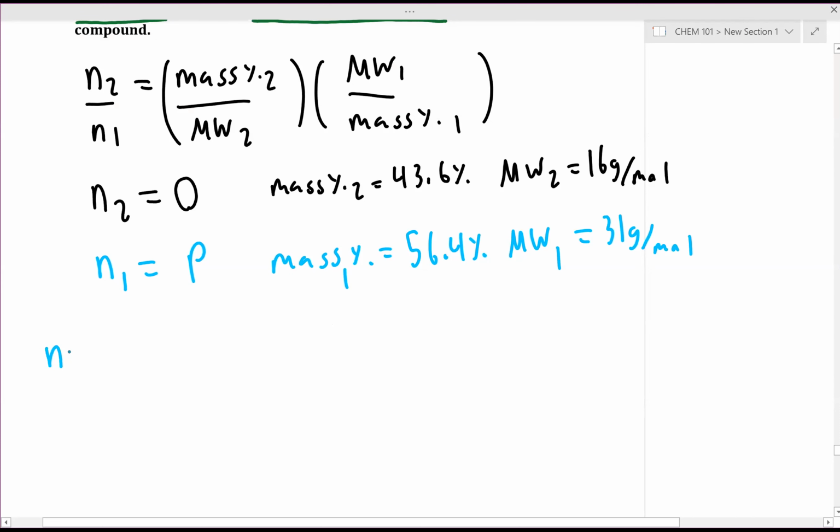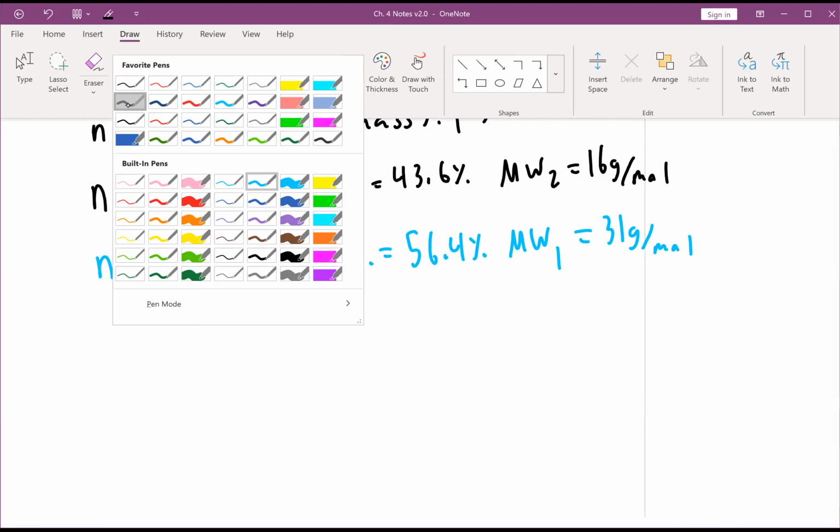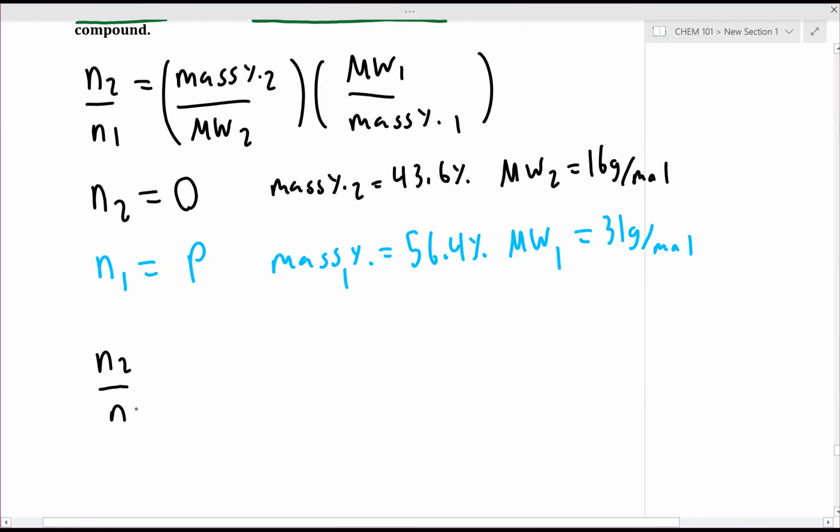So N2 over N1, I always like to label my units. So N2 over N1 is representing the moles of what? What did we designate as N2? Oxygen. So this is the mole ratio of the moles of oxygen per mole of phosphorus, okay? And I want you to do this labeling step so that way you don't get confused in the next section. Now we're going to plug in our mass percent.